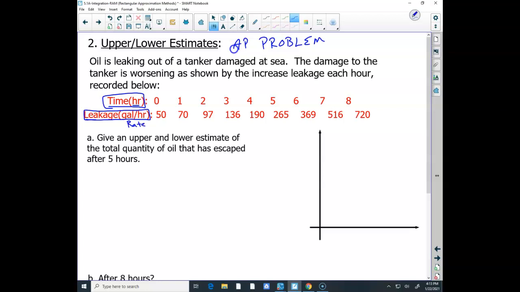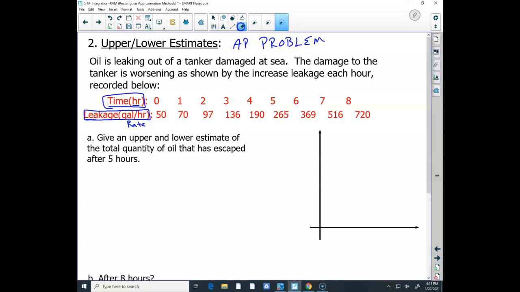And those are instantaneous rates right there. So at time 4, the 4-hour mark, at that instantaneous moment in time, it's leaking at 190 gallons per hour. And then it keeps increasing. They're not giving us a function, they're giving us data values. And they're going to make you do this on the AP test. They're going to make you do a left sum, a right sum, a mid sum, a trapezoidal sum, whatever. What they want us to do is give an upper and lower estimate of the total quantity of oil that has escaped.